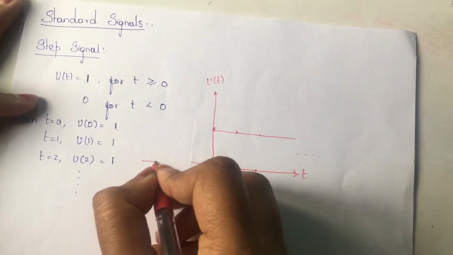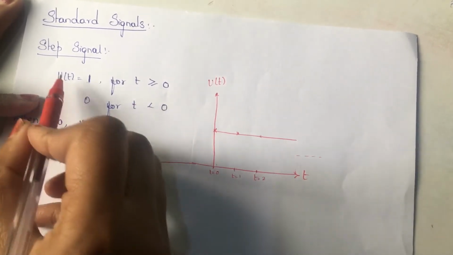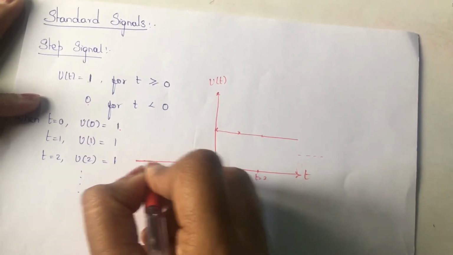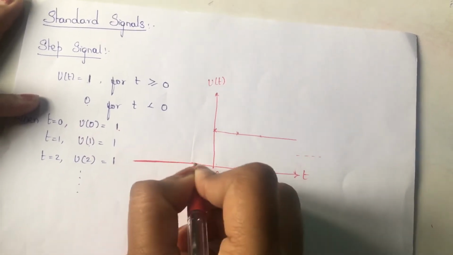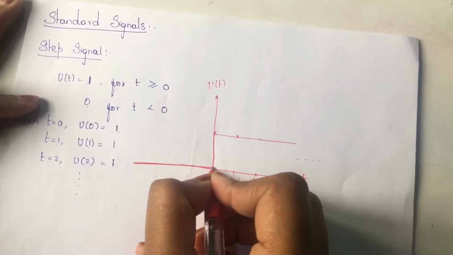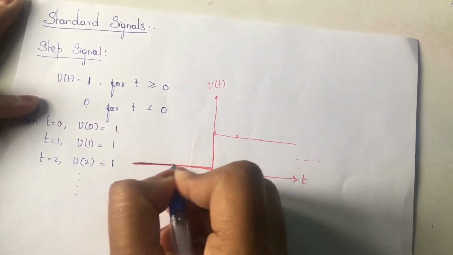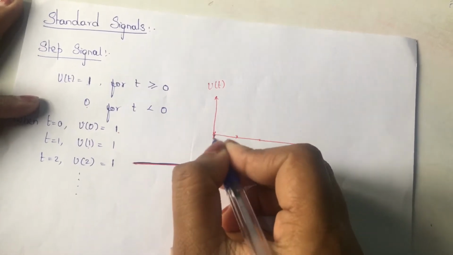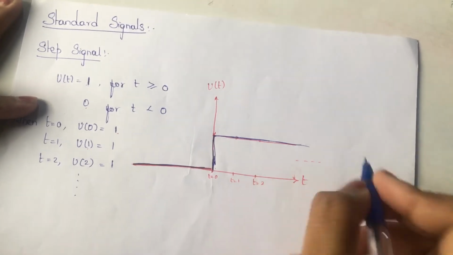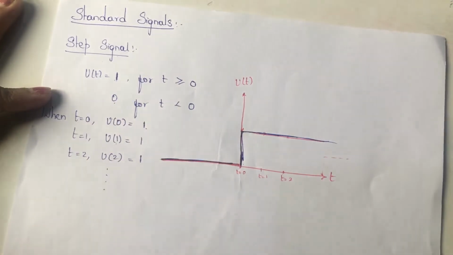When it comes to the negative side, when t is less than 0, the function u of t is equal to 0. So we can draw this by drawing a line, representing its function as 0. This is the basic graphical representation of the unit step signal. So this is for continuous time.